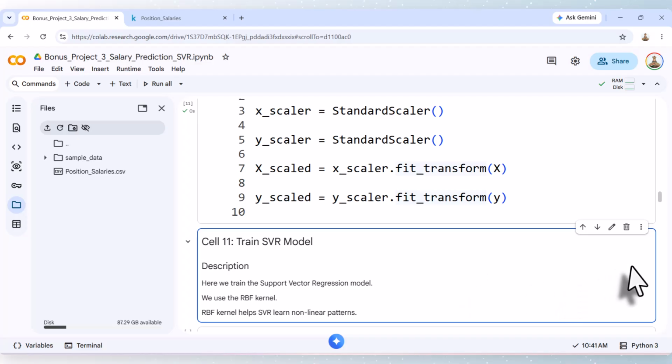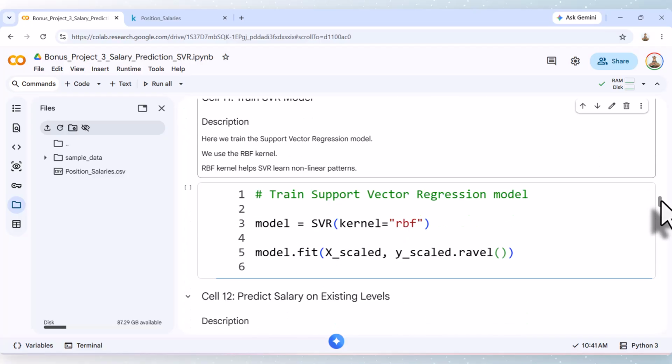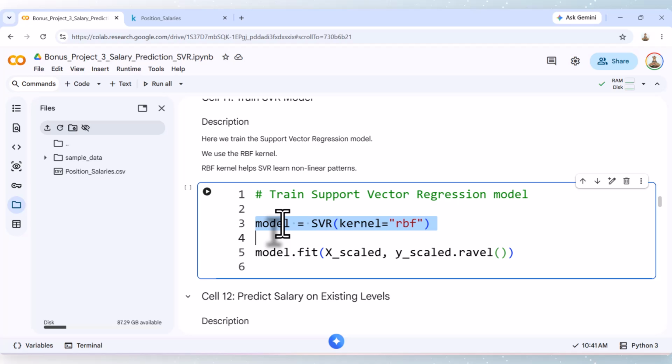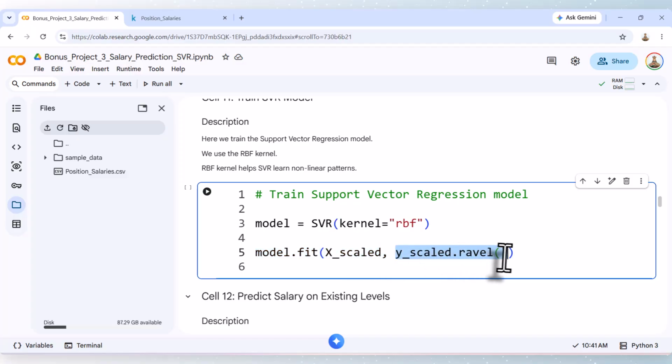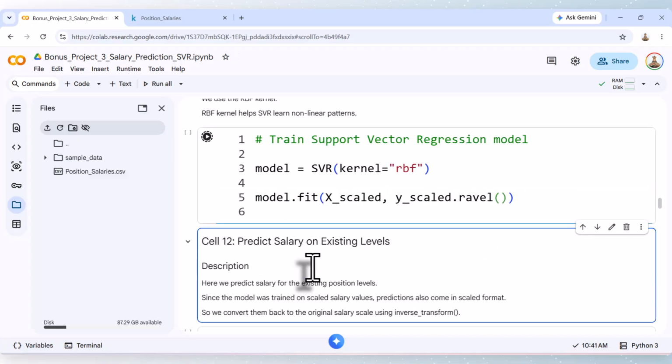For this we can use the support vector regression function, and we are going to use the RBF kernel. RBF stands for radial basis function. This kernel helps us learn non-linear patterns. I have created the model at this line and I am training it at line number 5 in this cell. I am passing the X scaled and Y scaled data with the ravel function. If the data is two-dimensional, y_scaled.ravel gives single-dimensional data. Then I perform the training process in this cell.